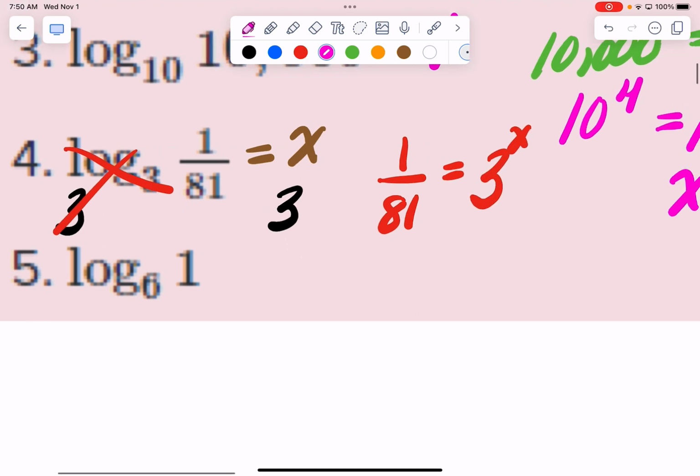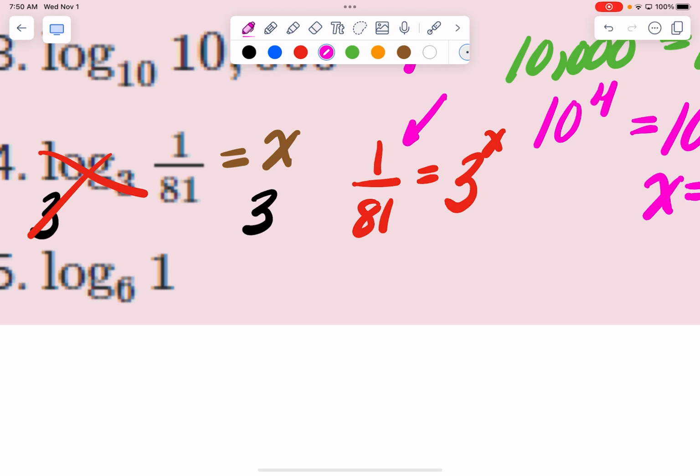Now from here, I do not personally want to deal with fractional bases. I just think it's confusing. So can I rewrite 1 over 81 instead as base 81? Sure. What would I have to do though? Make it a negative exponent. This is equivalent to 81 to the -1, isn't it? Because that's 1 over 81. You guys see I brought it up and made it a negative exponent. We usually go the other way, right? But we're trying to get rid of the fraction. So then we have equals base 3 to the x.